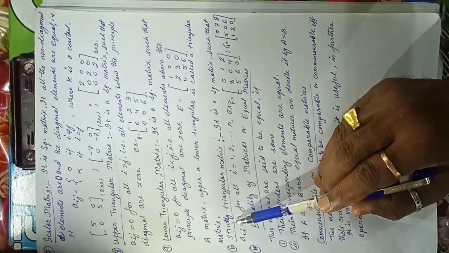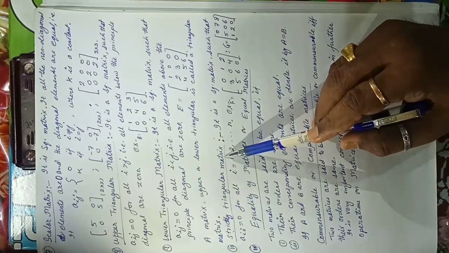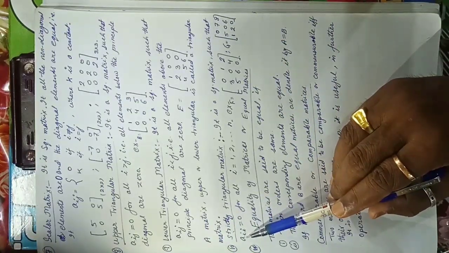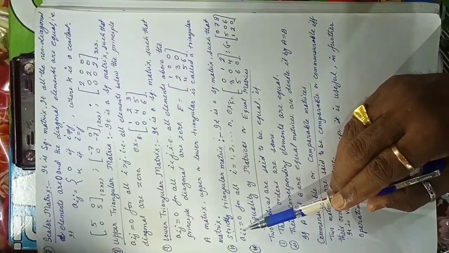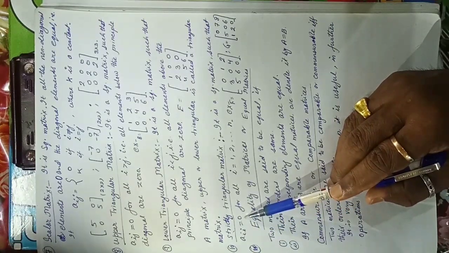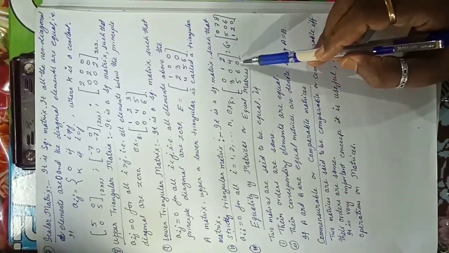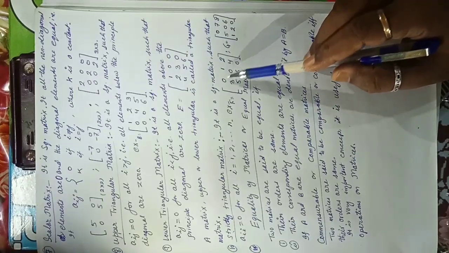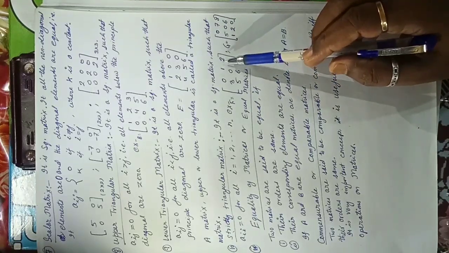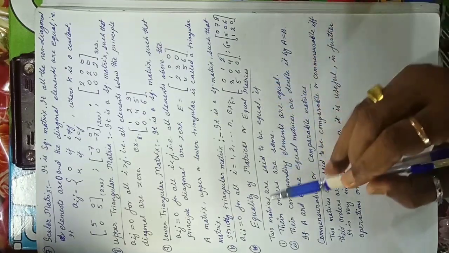Our next type is the strictly triangular matrix. It is again a square matrix such that aii is 0, meaning if rows and columns are equal, then the elements are 0. Examples are, look here, the diagonal elements are 0 and the other elements have some number other than 0.